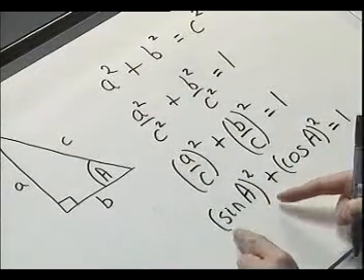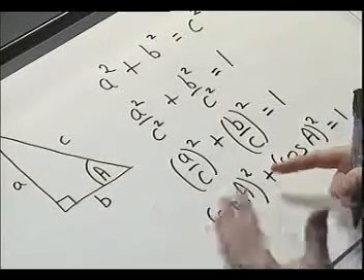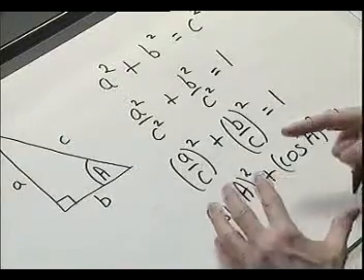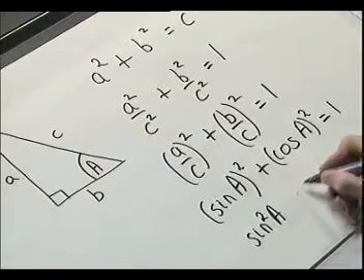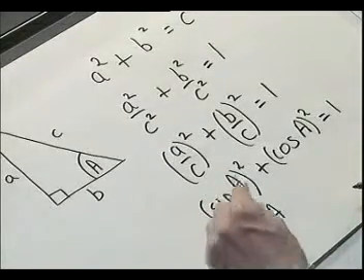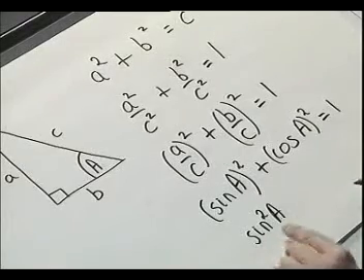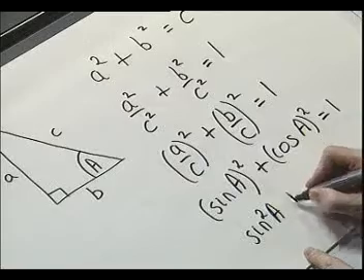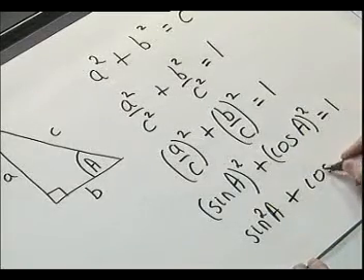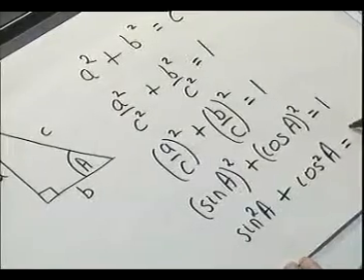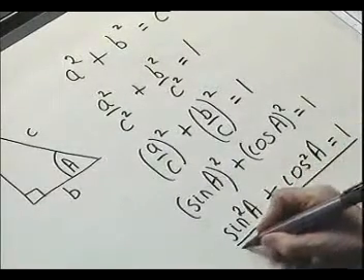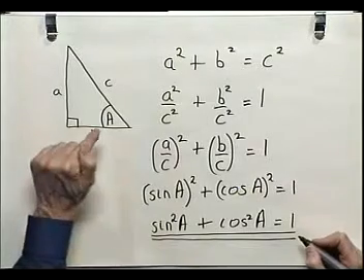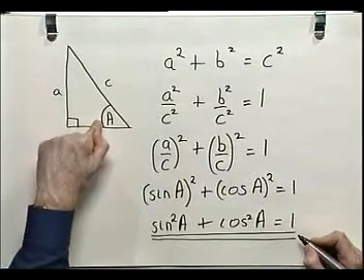Now this notation, sine squared. Rather than writing it as sine A squared, which might be confused with squaring the A, let's put the square on the sine. And so the notation for the sine of A times the sine of A is sine squared A, written like that. Plus, and we use exactly the same technique, cos squared A equals 1. Now that is an identity, because it is true for all angles A, like this, in a right-angled triangle.